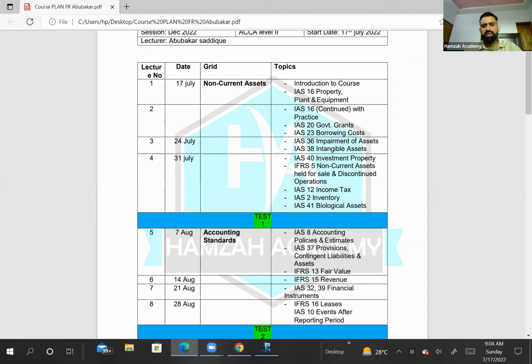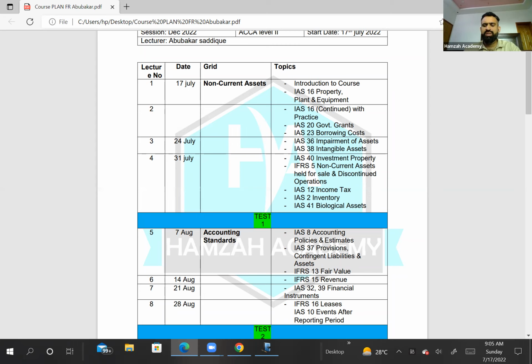In our FR paper, we have IAS 16, property, plant and equipment. This is the first accounting standard which we will study. This is basically an accounting standard which you have studied at F3 level, in which we studied depreciation of tangible non-current assets. So a little bit of this standard has already been discussed at F3 level, and we will be discussing it again in the FR paper.